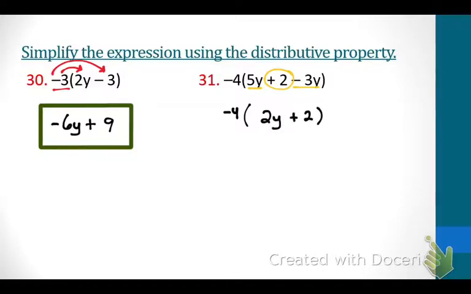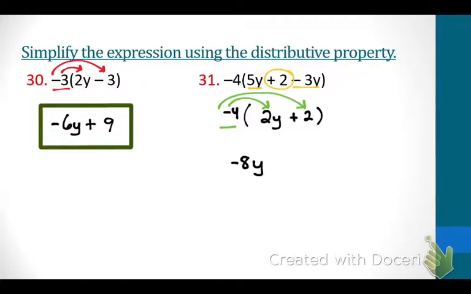Now we've got a problem that looks just like problem number 30. We are going to distribute. What number should I distribute, Adam? Negative 4. Good job. So I'm going to distribute the negative 4 to the first term and to the second term. Adam, what is negative 4 times positive 2y? Negative 6y? What's 4 times 2? Oh wait, no, 8. Okay, so we've got negative 8y.